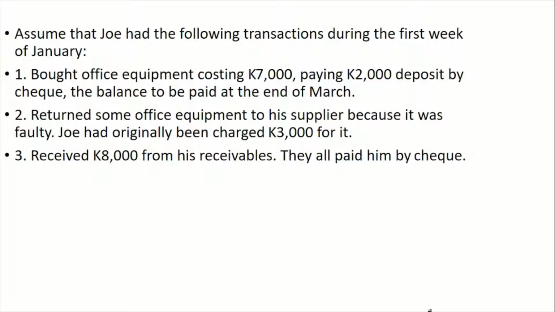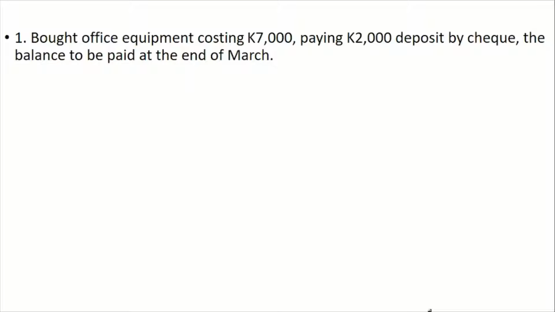For example, consider the transactions of Joe during the first week of January. The first transaction: Joe bought office equipment costing 7,000 kwacha, paying a 2,000 deposit by check. The balance was to be paid at the end of March. Now here, when you see a transaction, you need to identify what is going on, which accounts are being affected. There are three accounts which have been affected: the office equipment account, the bank account, and the payables account.